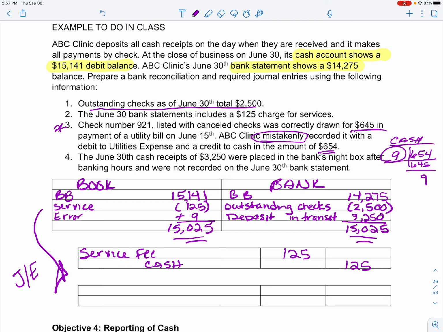The second piece was that error, so we have to look at what happens. We know we need to add that $9 back. So cash needs to increase by $9. But the problem is, what is the other piece? What's the other account? It says here that there was a debit to utilities expense when originally this happened. So that's where the mistake was. We want to credit that utilities expense so it has the right amount.